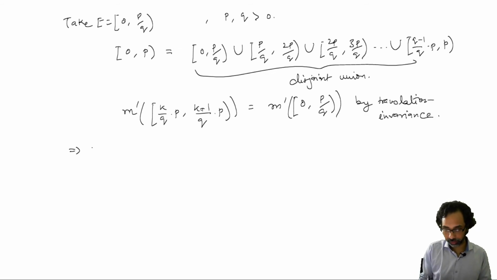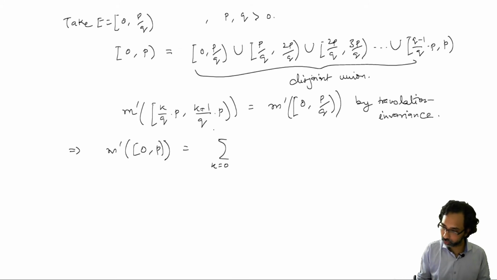So therefore, if I try to compute the value of m prime for the interval 0 to p, you will get the sum from k equal to 0 to q minus 1 of m prime of the interval k by q times p to k plus 1 by q times p.